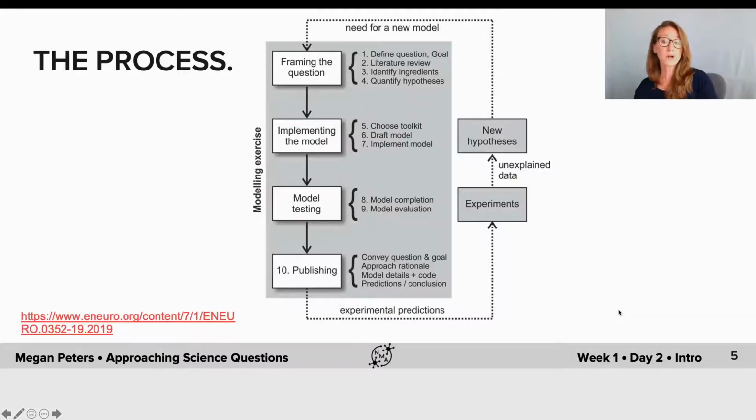So remember this process diagram from yesterday? We're going to get our hands a little dirtier today to see what each of these steps might look like in a real model building exercise. Today in your tutorials, you're going to start doing a little bit more of that practicing to start to lay the groundwork for building your own models in the future.